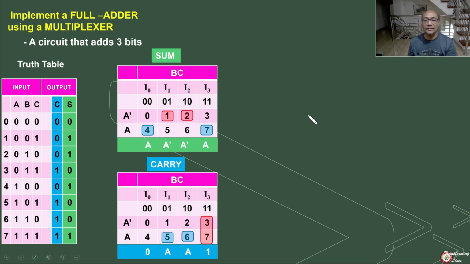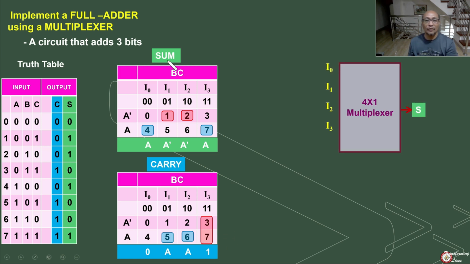So let's try now to implement our equation for the sum and the carry. For the sum, I0 and I3 will be connected to A, so we'll be using a 4 by 1 multiplexer. The select pin is connected to B and C, whereas I0 and I3 will be connected to A, and I1 and I2 will be connected to A prime.